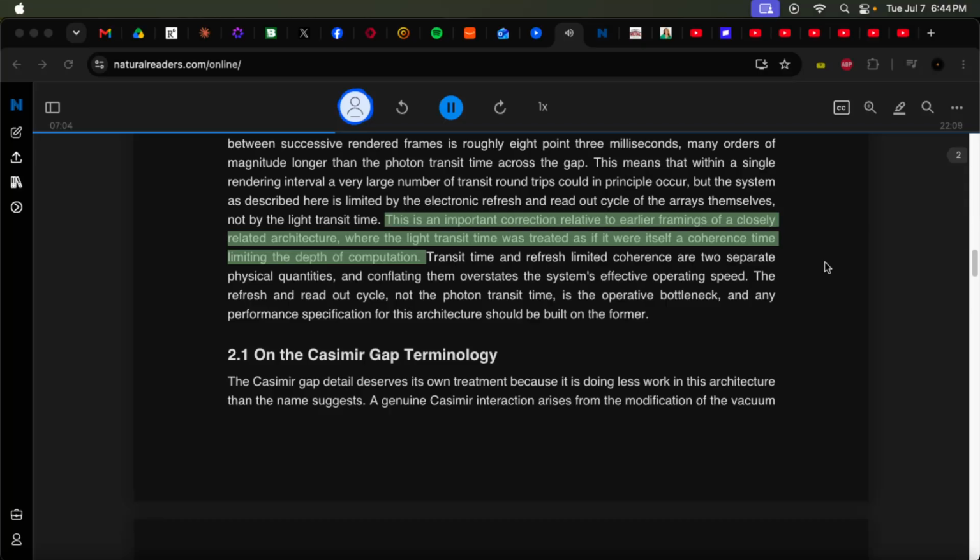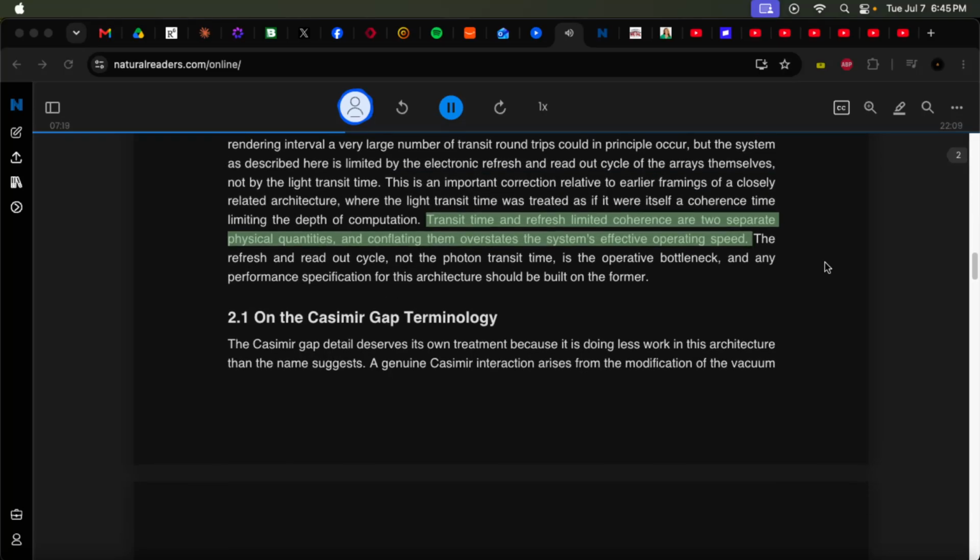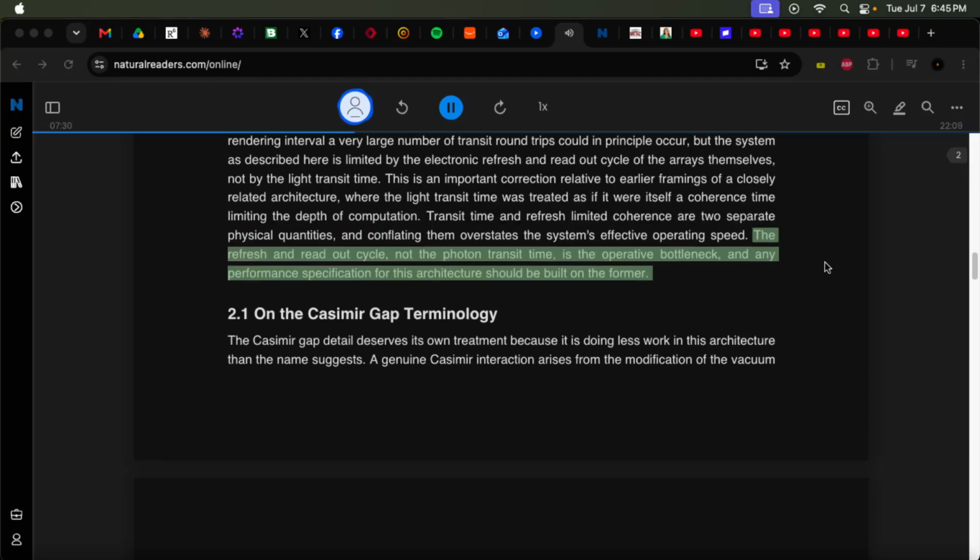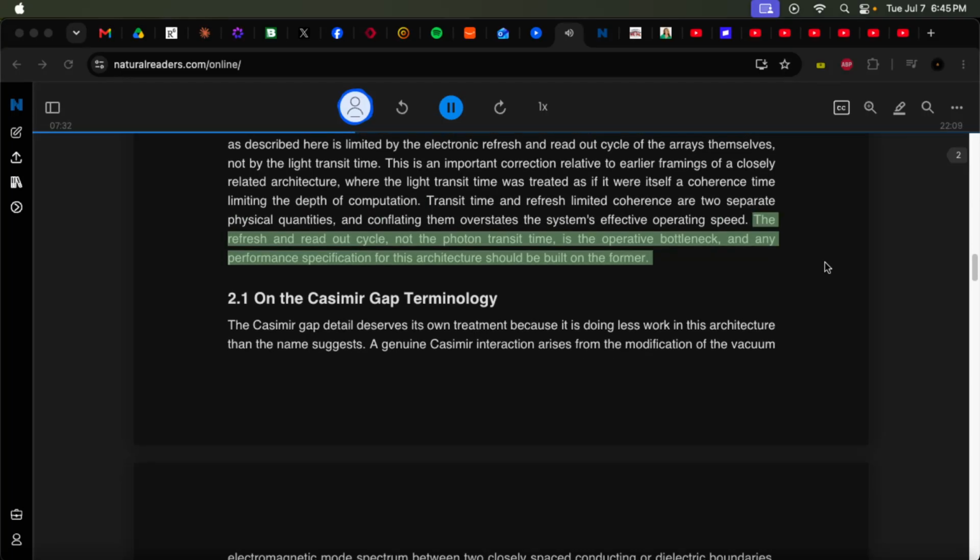This is an important correction relative to earlier framings of a closely related architecture, where the light transit time was treated as if it were itself a coherence time limiting the depth of computation. Transit time and refresh-limited coherence are two separate physical quantities, and conflating them overstates the system's effective operating speed. The refresh and readout cycle, not the photon transit time, is the operative bottleneck, and any performance specification for this architecture should be built on the former.